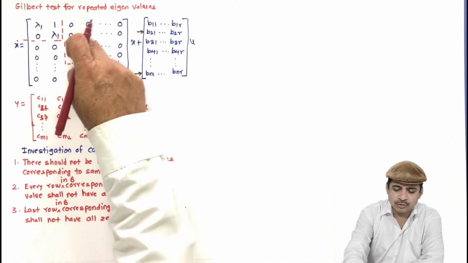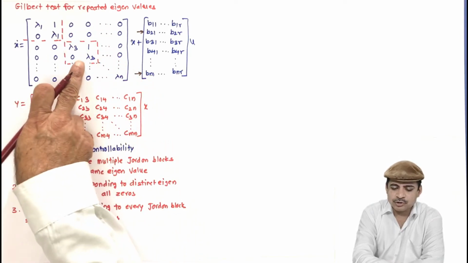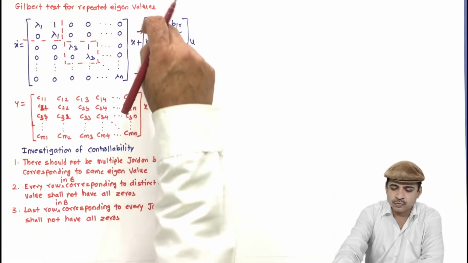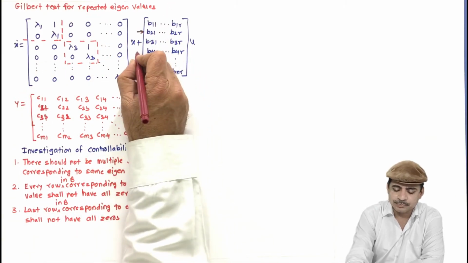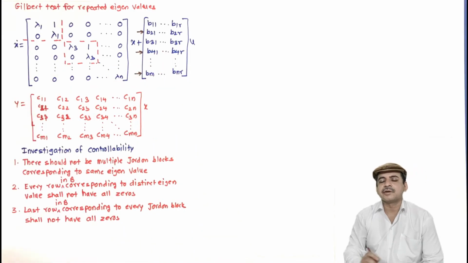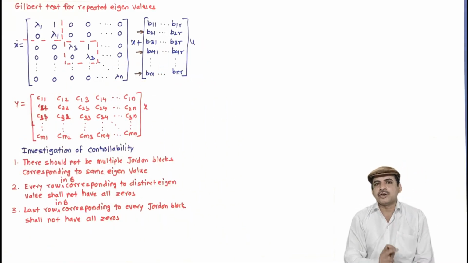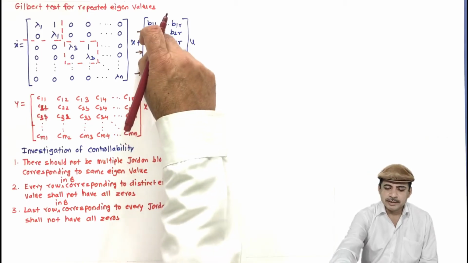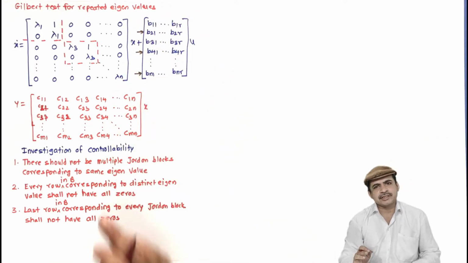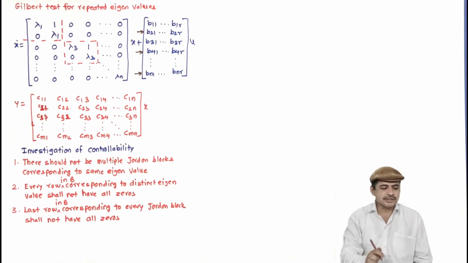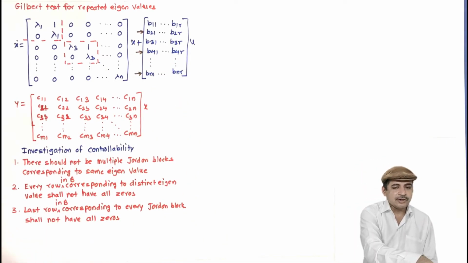And now corresponding to the second Jordan block, the last row corresponding to the second Jordan block is say 1, 2, 3, 4, the fourth one. So this particular row shall not have all zeros. If there are all zeros in the third row, yes, no issues. Only this row shall not have all zeros. Then the system is completely state controllable.